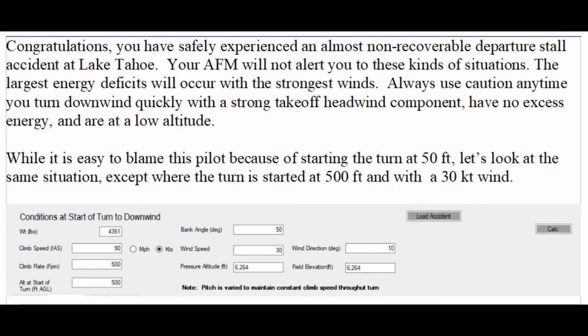Congratulations, you have safely experienced an almost non-recoverable departure stall accident at Lake Tahoe. Your AFM will not alert you to these kinds of situations. The largest energy deficits will occur with the strongest winds. Always use caution anytime you turn downwind quickly with a strong takeoff headwind component, have no excess energy, and are at a low altitude. While it is easy to blame this pilot because of starting the turn at 50 feet, let's look at the same situation except where the turn is started at 500 feet and with a 30-knot headwind.